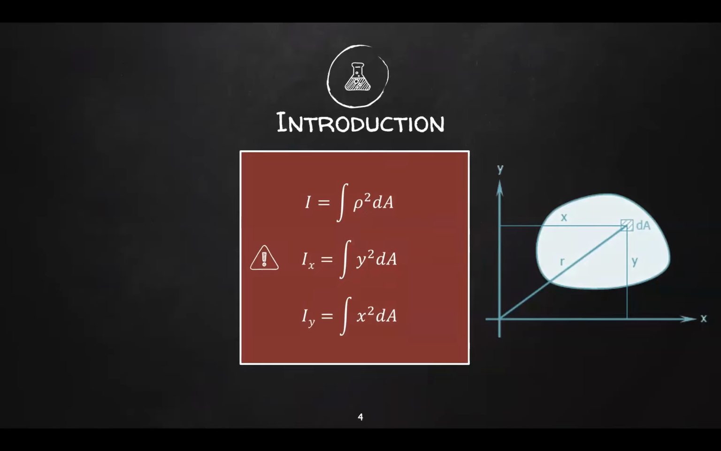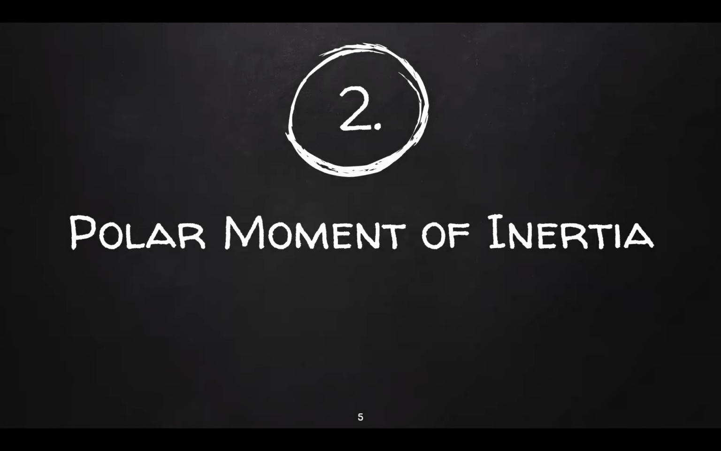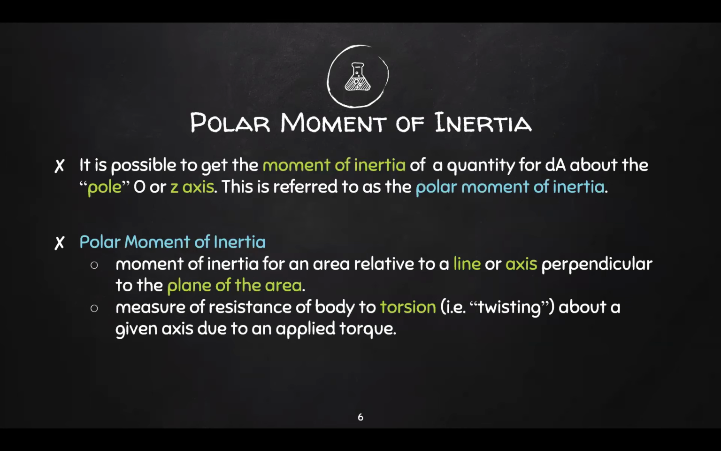A topic under moment of inertia is your polar moment of inertia. Now, what is this? What's the difference between your area and mass moment of inertia? Well, polar moment of inertia is under area moment of inertia. So we've talked about getting the moment of inertia of a differential quantity or differential area about a specific axis. Now, it is possible to get the moment of inertia of a quantity dA about the pole O or Z axis. So the only difference here is instead of taking it from the x or y axis, we're taking it from the pole, or what we call your Z axis.